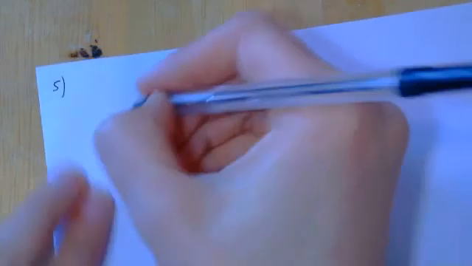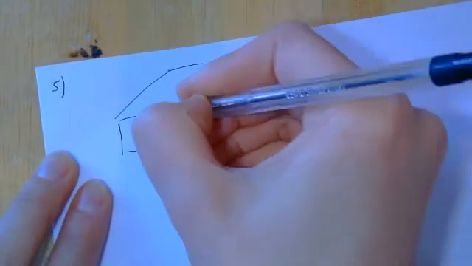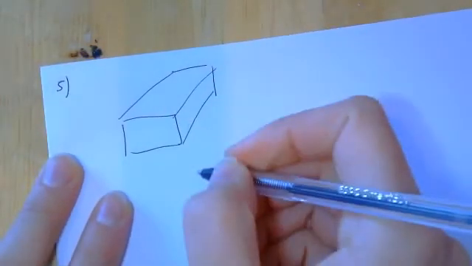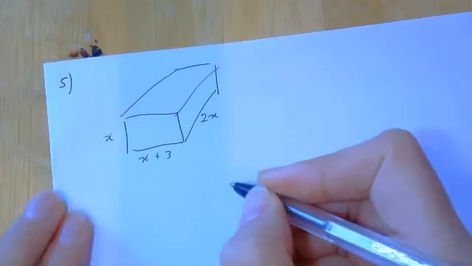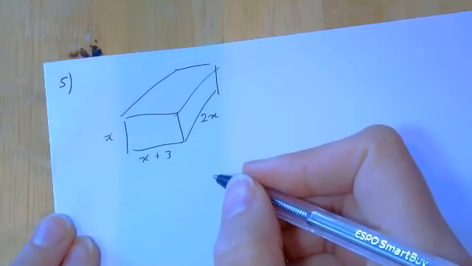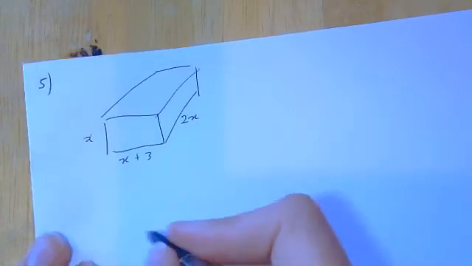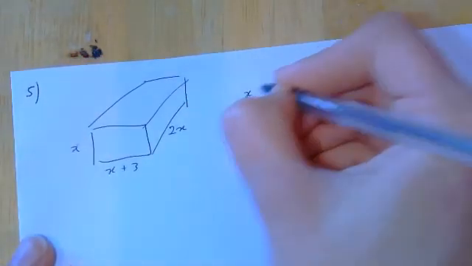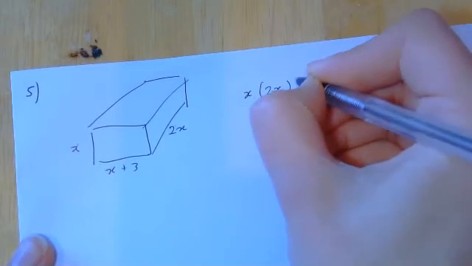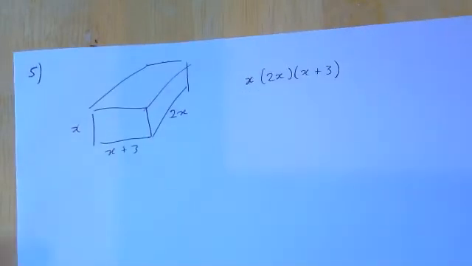So I've got a box with sides x, x plus 3 and 2x. I think this calls for a terrible but quick sketch. So I've got x, x plus 3 and 2x. So write down an expression for the volume of the box. Now it just says write down an expression, so I'm not even going to tidy it up. So it's going to be that times that times that. That's an expression for the volume of the box.